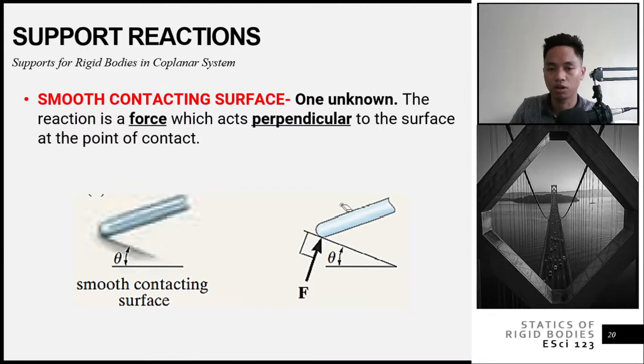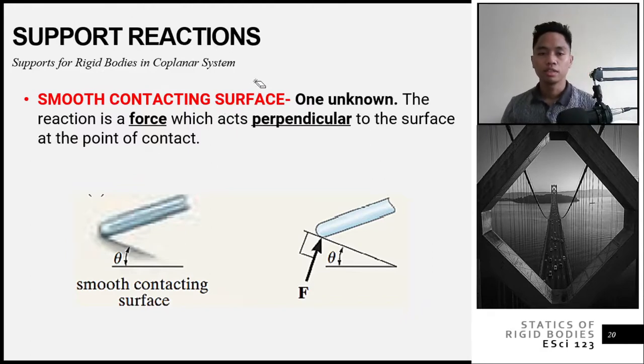It is almost the same as your roller. Why do we say smooth contacting surface? Because if it becomes rough, we will now have friction. Friction would be a separate discussion. Since we have not discussed friction yet, we will consider a smooth surface here so that no friction occurs.